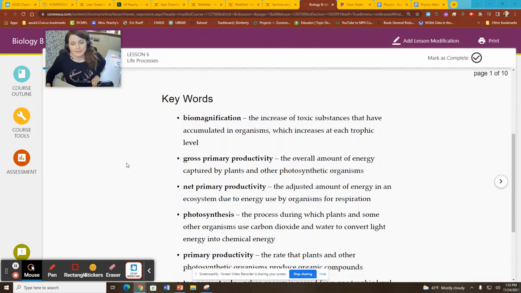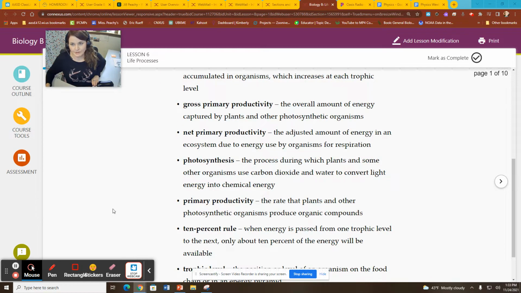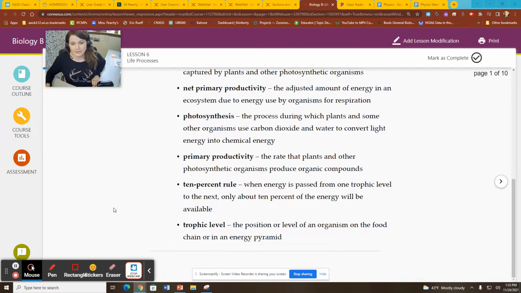The key words for this lesson, most of them are going to be repeats and familiar from previous lessons. We are building on concepts that we've been studying up to this point in the semester. But we do have a new one as well. The new term is biomagnification, but we still have gross primary productivity, net primary productivity, photosynthesis, and then primary productivity, the 10% rule, and trophic level. So those are all repeats.